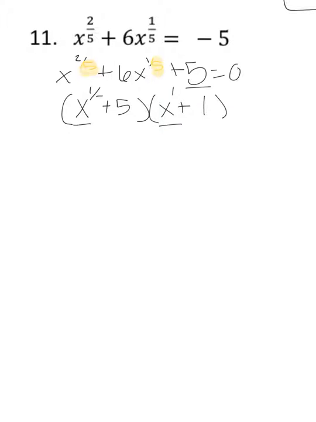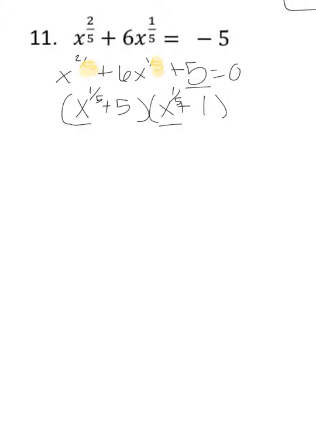However, if we want it to be in terms of fifths, you can simply adjust your exponents to be a 1/5 in factored form. You can always do a check on this because when you multiply x to the 1/5 times x to the 1/5, you add your exponents, and that's how you get 2/5 to match that.